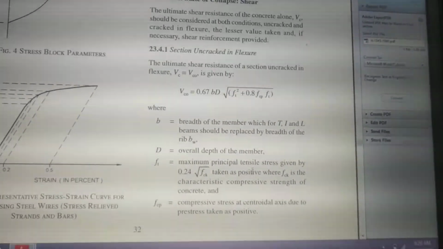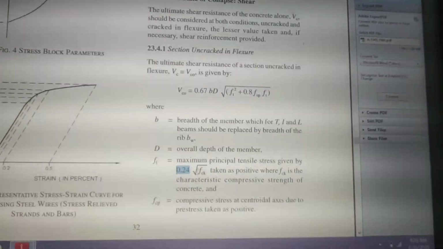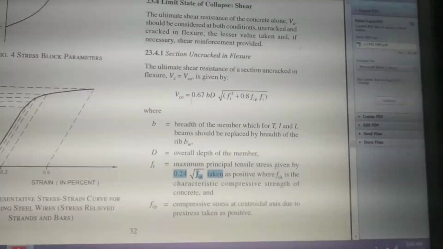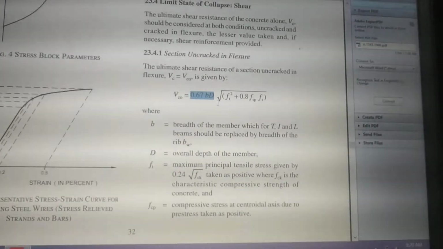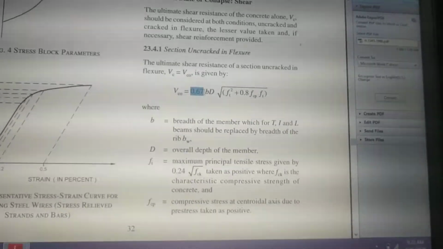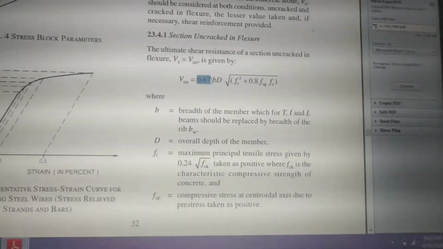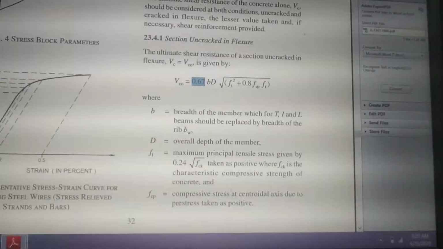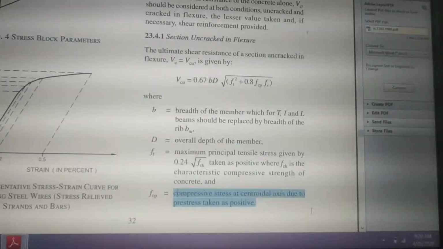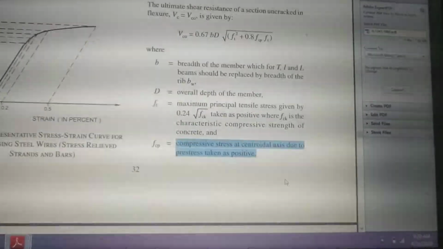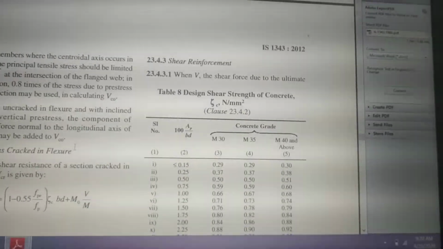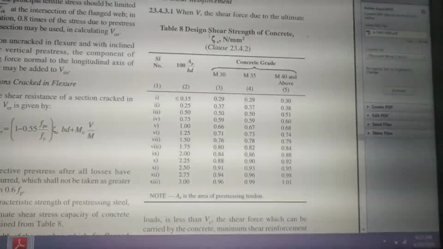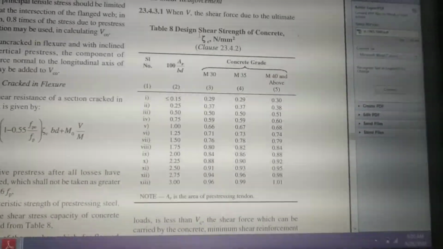ft is the maximum principal stress and it is given by the equation 0.24 root fck, where fck is the characteristic compressive strength. This coefficient 0.67 is obtained from the stress strain curve of the concrete section. fcp is the concrete compressive stress at the centroidal axis due to the pre-stress, and generally it is taken as positive.